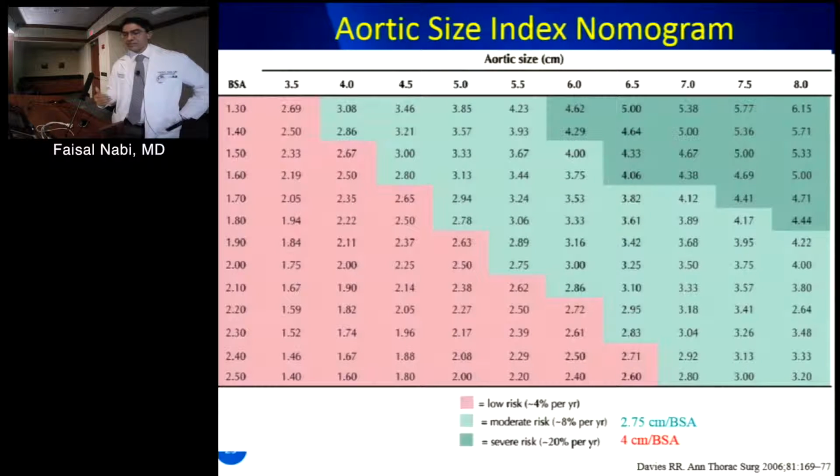Now, obviously, this may not be helpful in the Texas population where you have very morbidly obese people. But if a patient is, especially on the lower spectrum of BSAs and normal BSAs, this can be helpful.